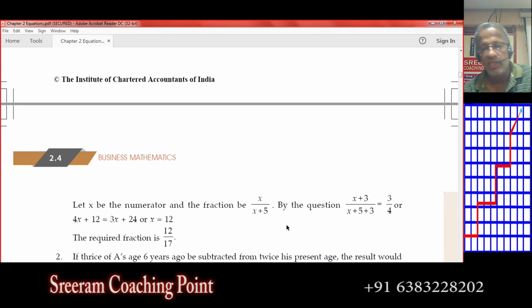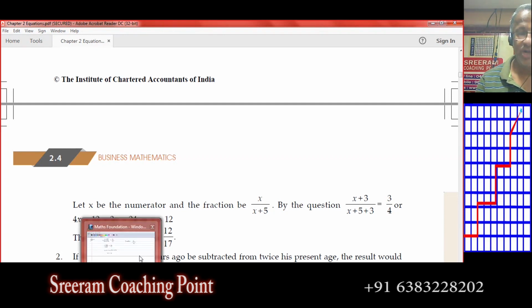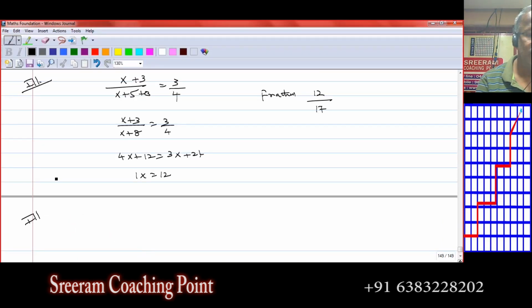So, if the present age is to be kept as x, 6 years ago it is going to be x minus 6. But in this case, what is it that they have said? If thrice of A's age 6 years ago be subtracted from twice his present age, the result would be equivalent to his present age. So this is the way a problem should always be taken up.